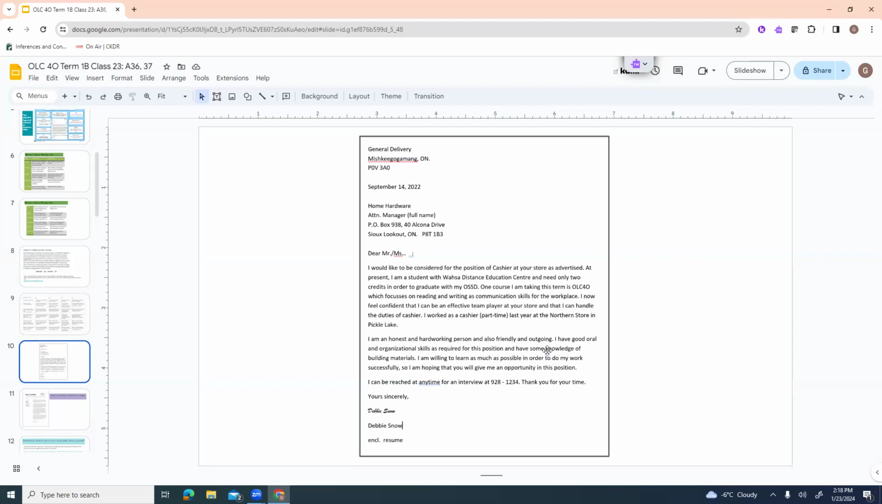Here it's talking about their personality traits. I am an honest and hardworking person and also friendly and outgoing, right? I have good oral and organizational skills as required for this position, and I have some knowledge of building materials. Now, if I had any work experience, like if I had worked construction for a summer, or if my shoemiss built shelves for people and I helped out, that is where I would mention right there specific instances of that kind of work at a professional level. I am willing to learn as much as possible in order to do my work successfully. So I'm hoping that you give me an opportunity in this position.